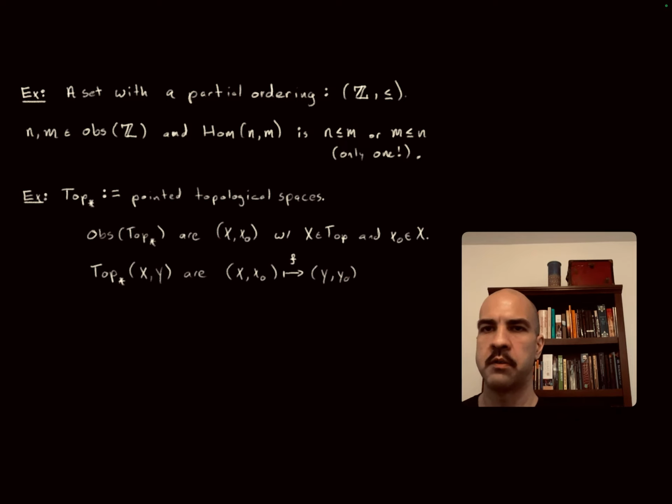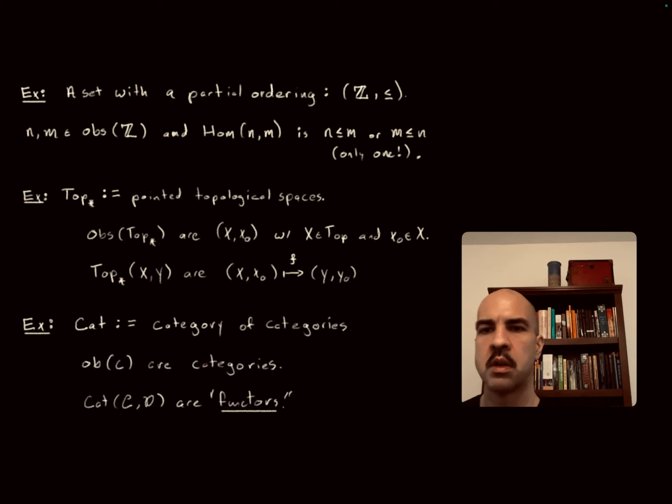Another example of categories is pointed topological spaces. In the last few slides we saw topological spaces, but we can also think of topological spaces together with a point that lives inside of these topological spaces. So the objects of this category are just x together with some x naught that is contained in x. And then the maps between these pointed topological spaces are similar continuous maps that map one to the other continuously. Now we can think of the category Cat.